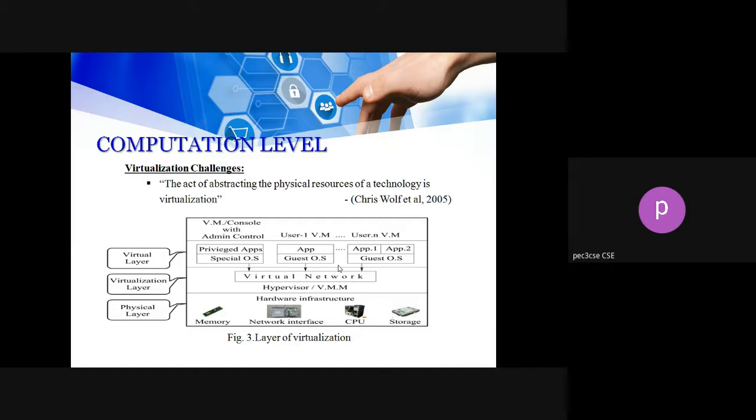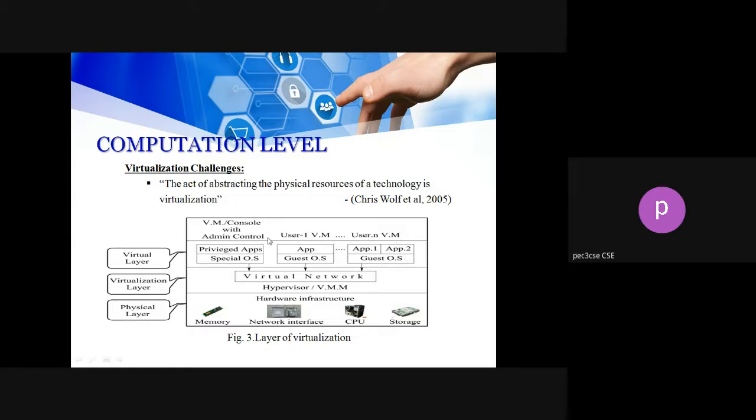And coming on to the computation level challenges, as we have already seen in the previous slide, it is classified into virtualization challenges and data level challenges. And coming on to the virtualization level challenges, see, virtualization is nothing but the act of abstracting the physical resources. Okay, so according to Chris Holt in 2005, it was defined. And these are the three levels or layers of virtualization: the physical layer, virtualization layer, and the virtual layer. Okay, so the virtual layer is the area where the virtual machines get deployed.